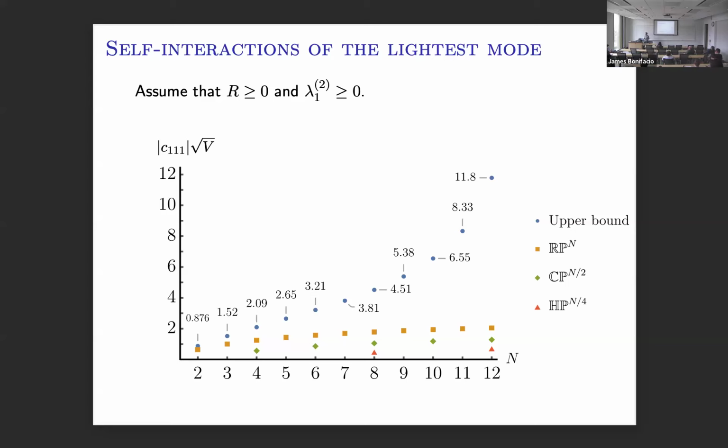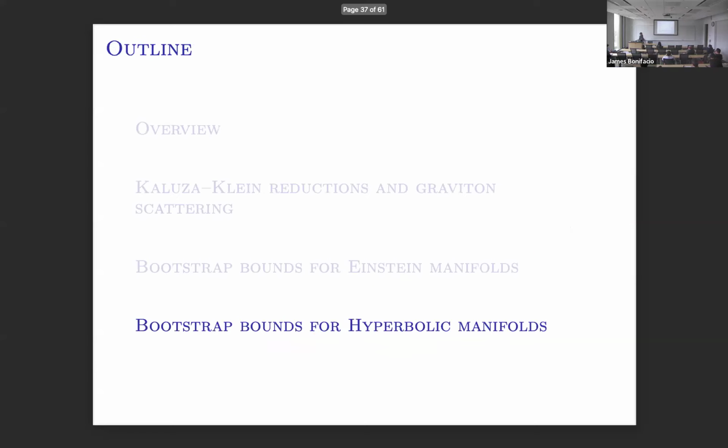Okay. So that was for Einstein manifolds. Let me say a little bit about the hyperbolic manifold story. So now I'm sort of forgetting about the whole scattering amplitude motivation, and I'm just doing a mathematical physics problem.